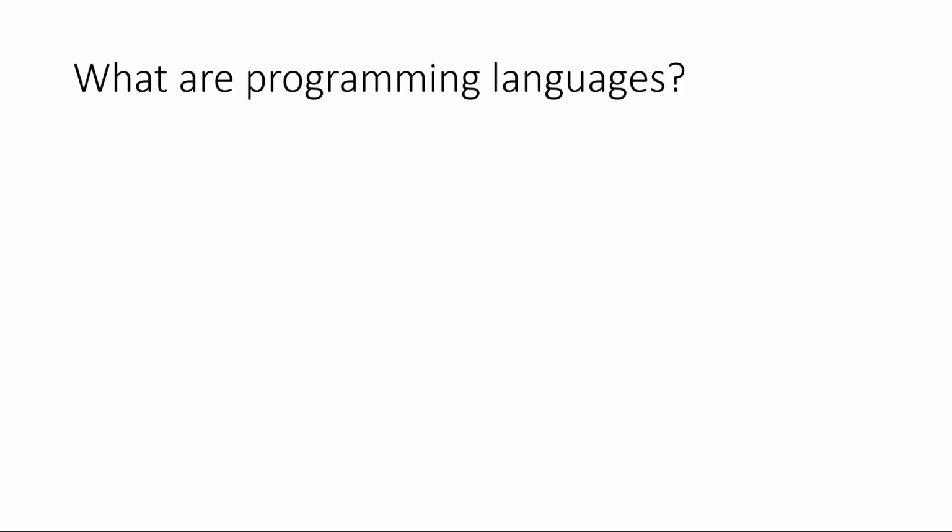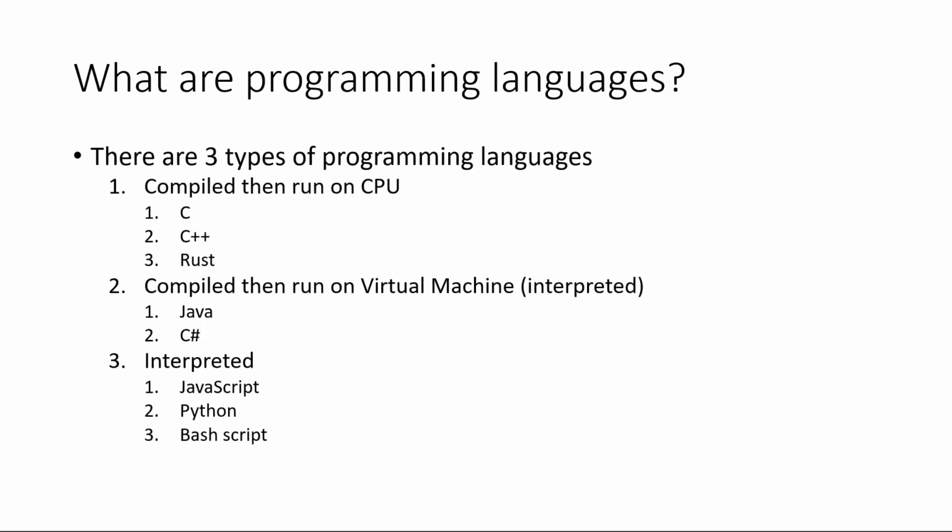Now, what are programming languages? Programming languages are the tools that let us build applications that can be run on any computer. And there are three types of programming languages. First are those that will be compiled and then run on your PC. So you write your code, then you give it to a compiler. That compiler will compile it to the 0s and 1s that your CPU can understand, and then it will be run on your CPU.